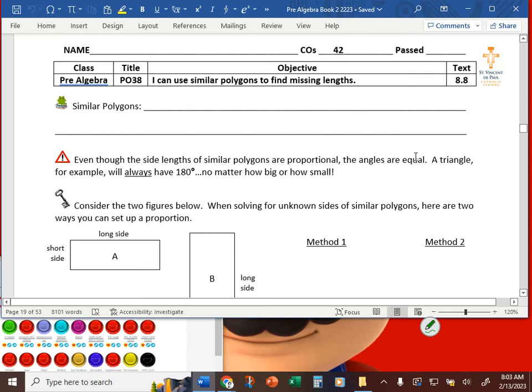Pre-algebra, we are wrapping up our unit on proportions, similar polygons. Anyone know what similar polygons are? Or have a guess, considering our entire unit has been on proportions?